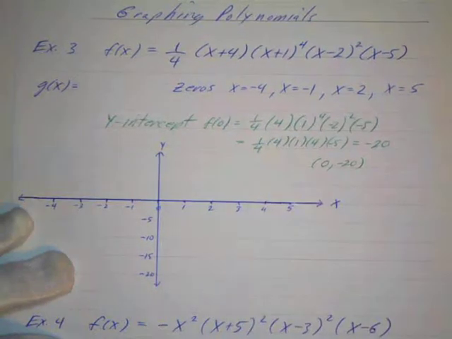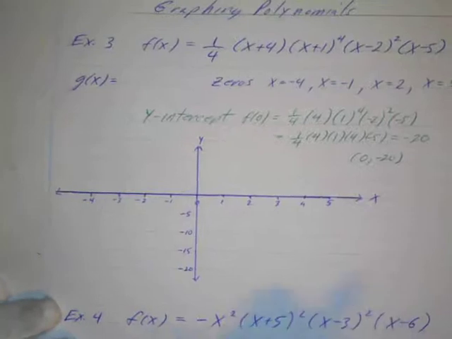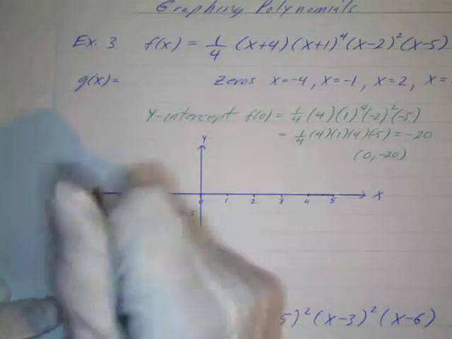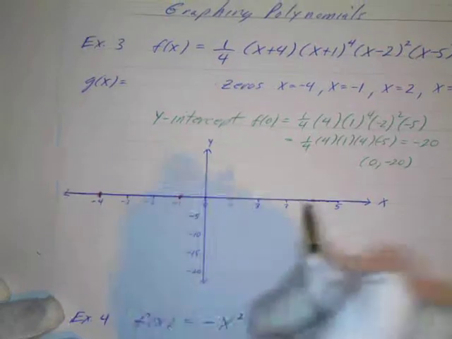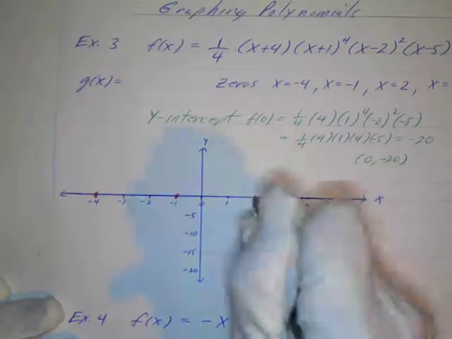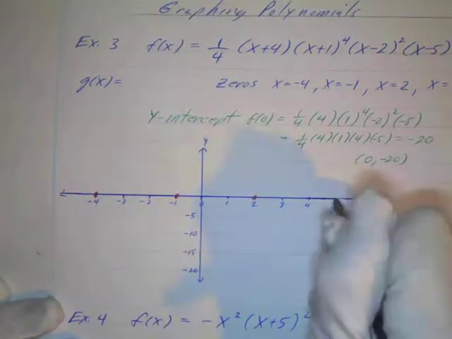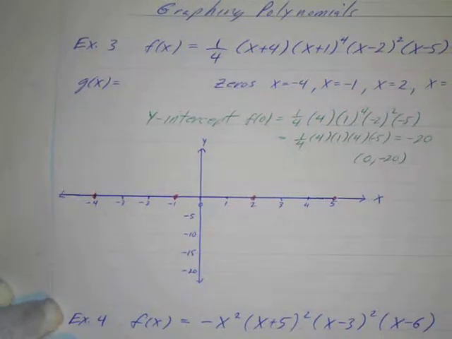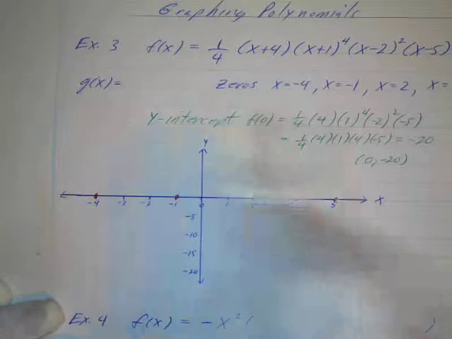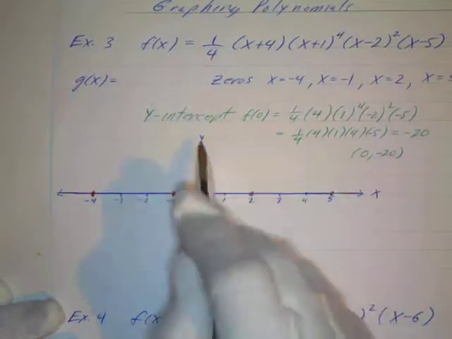So we'll put this on our graph. We can also find the y-intercept. Let me put the zeros here: negative 4, negative 1, 2, and 5. So those are our zeros. Okay. And my y-intercept, well, that'd be f of 0. That's going to be on the y-axis.